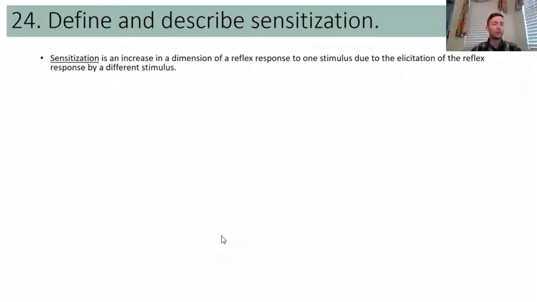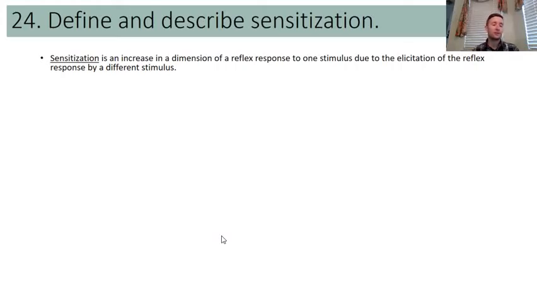Okay, objective 24 is to define and describe sensitization. That's our last respondent process. Sensitization is an increase in a dimension of a reflex response to one stimulus due to the elicitation of the reflex response by a different stimulus. So sensitization is similar to potentiation in that there's an increase in a dimension of the reflex response. So that's different than the decrease you would see with habituation.